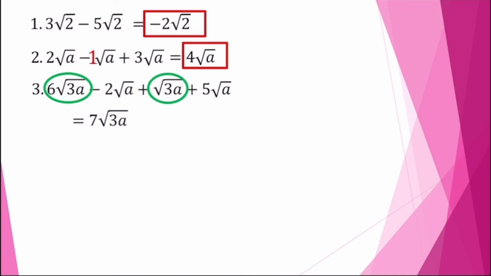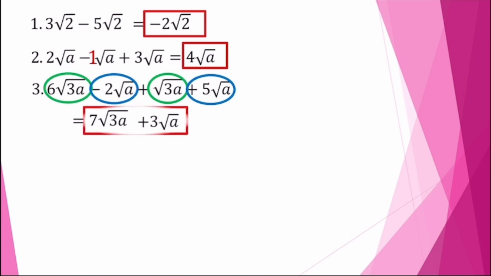Next, we can also combine negative 2 and square root of a and positive 5 and square root of a. So we will have negative 2 plus 5, which is positive 3 and square root of a. Now, since they are unlike radicals, they will be retained. Therefore, the answer for number 3 is 7 and square root of 3a plus 3 and square root of a.